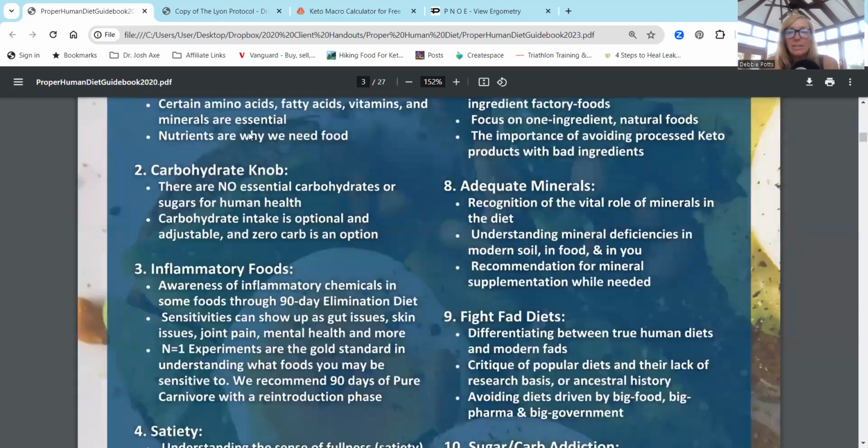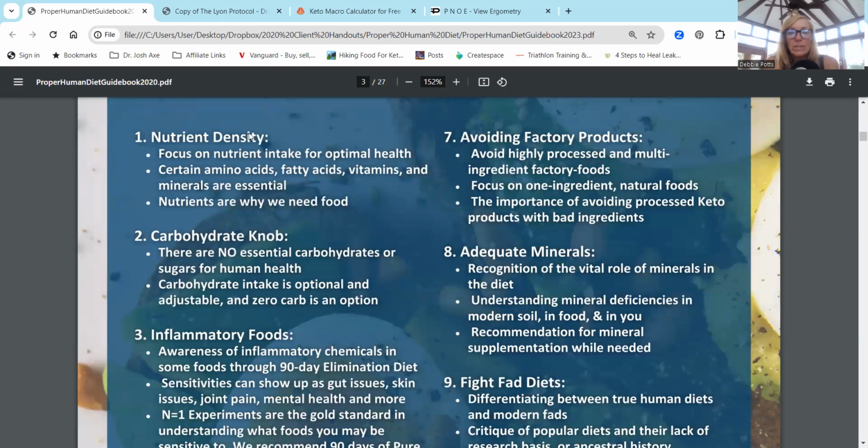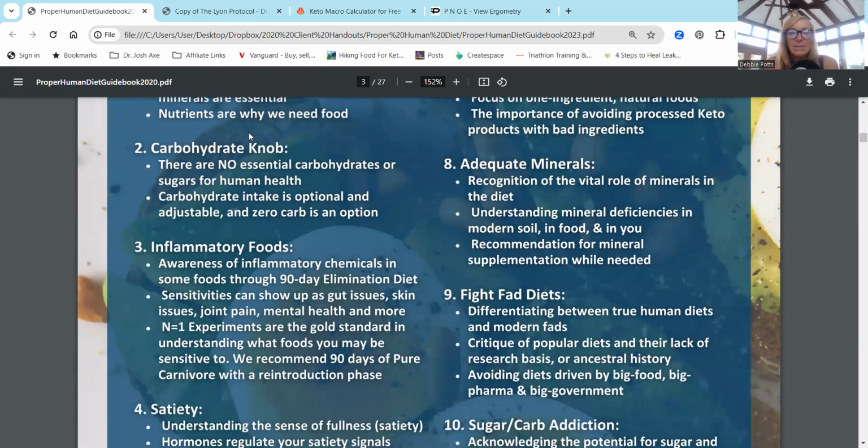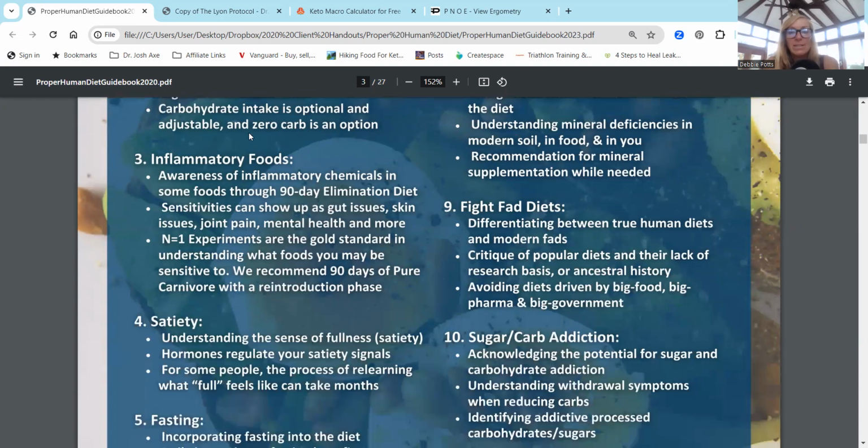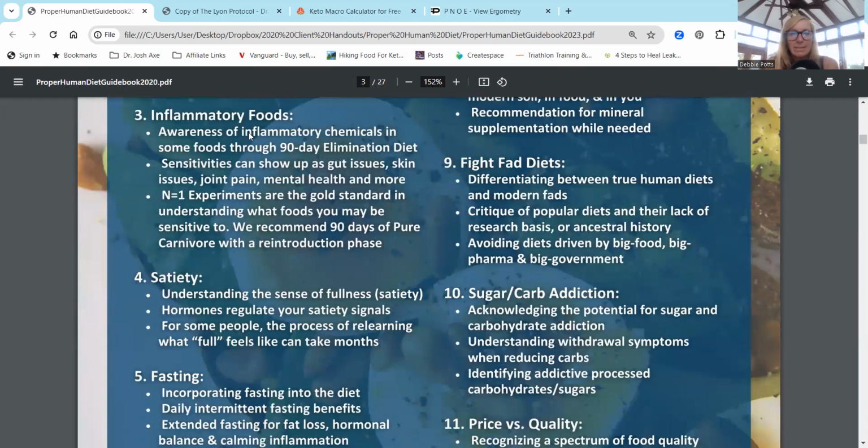And then you can look at number 7, avoiding factory products. Number 8, adequate minerals. Fight the fad diets. All these different trends, you always come back to what did our ancestors eat? And then people always say, well, they didn't live very long. Well, they probably got killed by a wild animal. But we want to look at the fad diets.